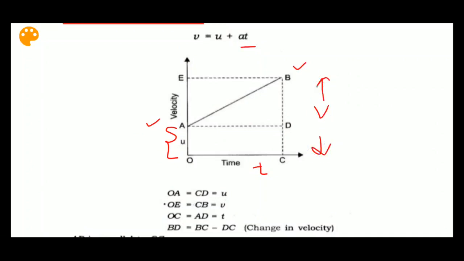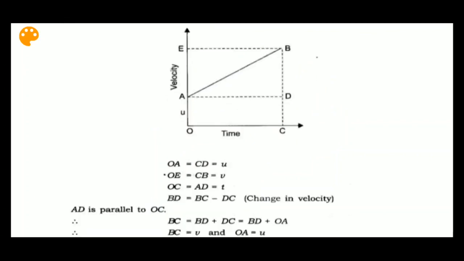In the graph, the time t is represented by OC. To complete the figure, we draw the perpendicular CB from point C and draw AD parallel to OC. BE is the perpendicular from point B to OE. So, from the graph, OA is equal to CD is equal to u, since OA and CD are parallel to each other, and OE is equal to CB is equal to v, as OE and CB are parallel to each other and BC represents final velocity.